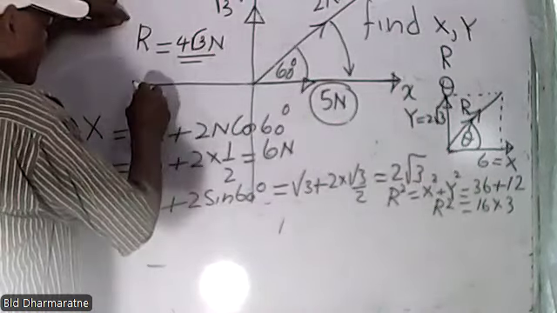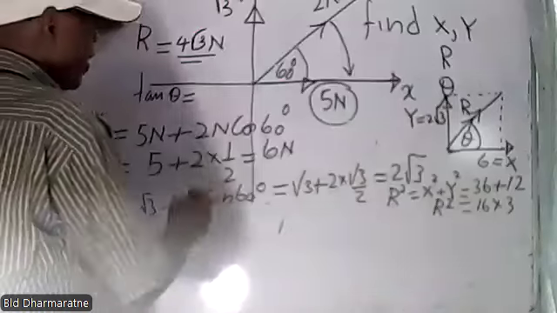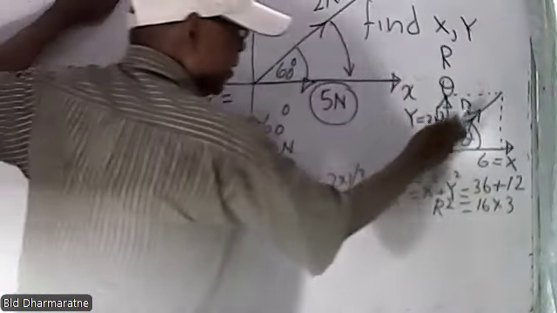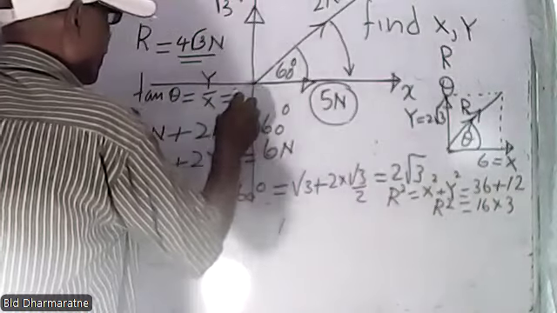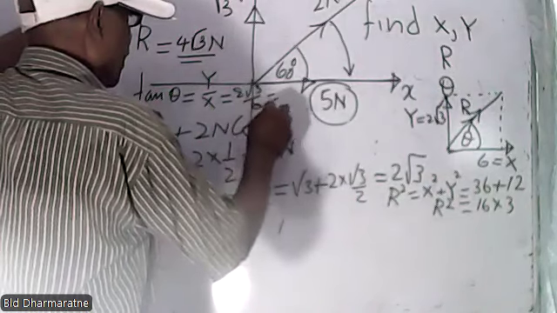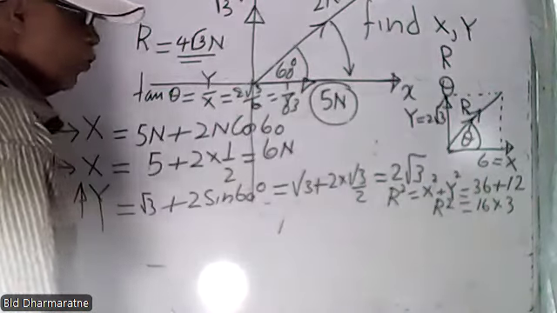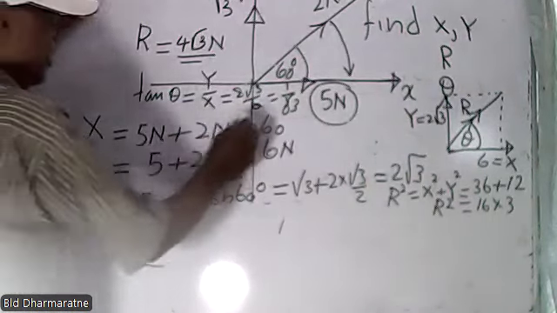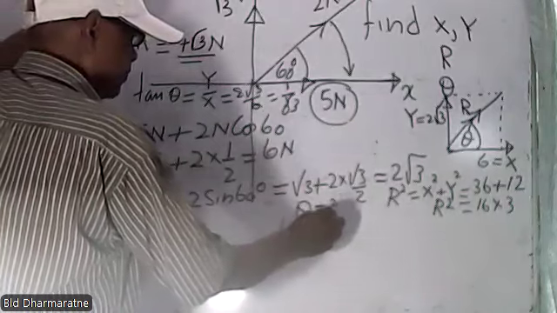Then direction. Tan theta is equal to y over x. Y is 2 root 3, and x is 6. So 2 root 3 over 6, the 2 cancels, giving 1 over root 3. What is theta when tan theta is 1 over root 3? It is 30 degrees. Then theta is equal to 30 degrees.